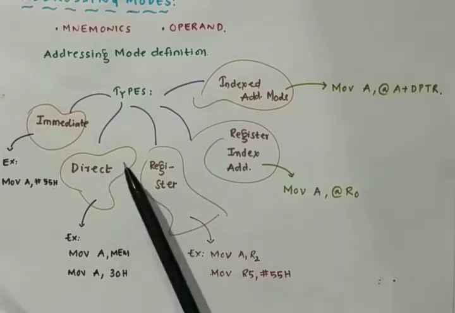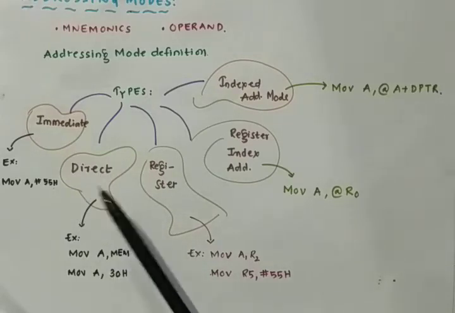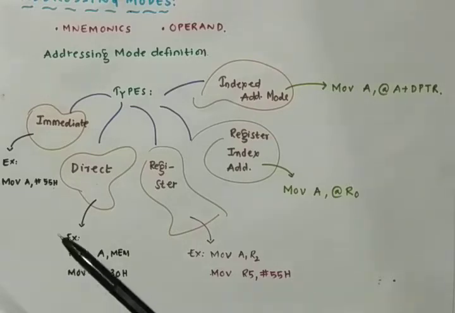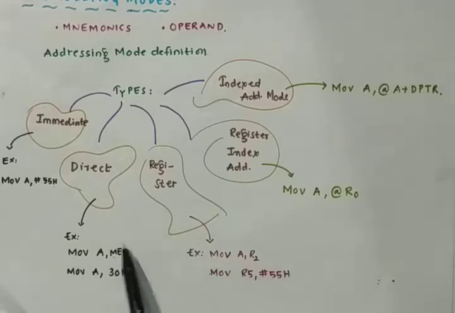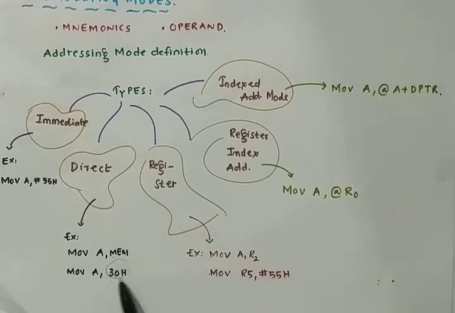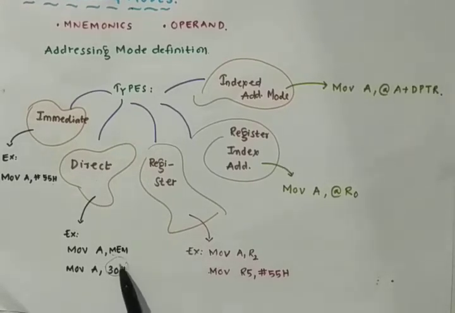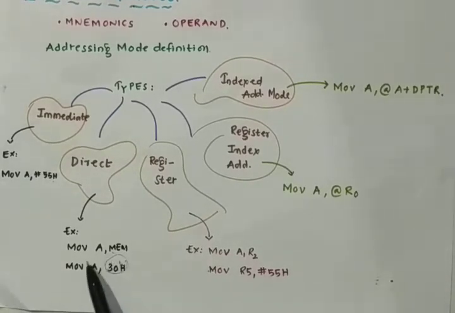The next addressing mode is called direct addressing mode. In this addressing mode, the address of the operand is specified in the instruction. See this one: MOV is the instruction, A is the destination operand, and a memory location is specified. From that location we get the data, and that data will be moved into the accumulator register. So in this addressing mode, the address of the operand will be specified in the instruction.